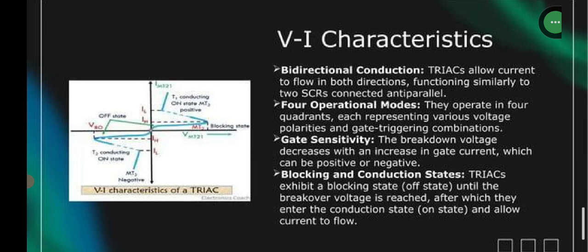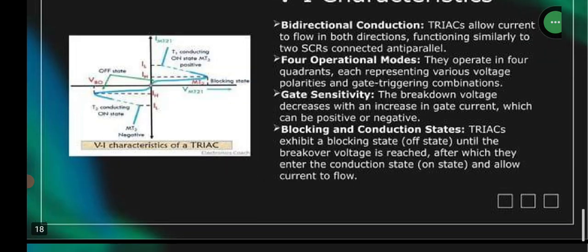VI characteristics. Bidirectional conduction. Triacs allow current to flow in both directions. Functionality is similar to two SCRs connected anti-parallel. 4 operational modes. They operate in 4 quadrants, each representing various voltage polarities and gate triggering combinations. Gate sensitivity. The breakover voltage decreases with an increase in gate current, which can be positive or negative. Blocking and conducting state. Triac exhibits a blocking state until the breakover voltage is reached, after which it enters the conduction state and allows current to flow.